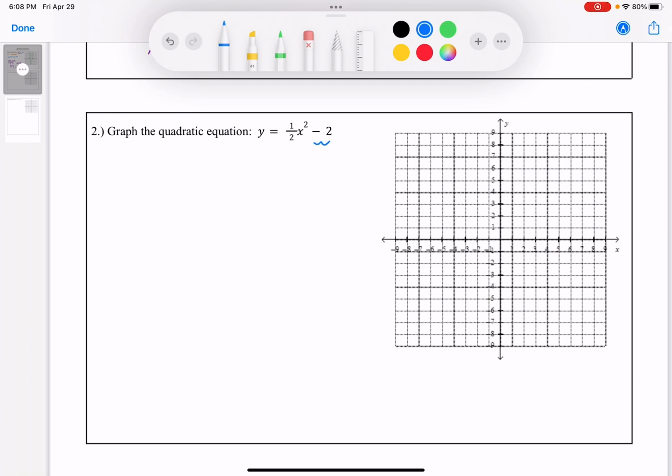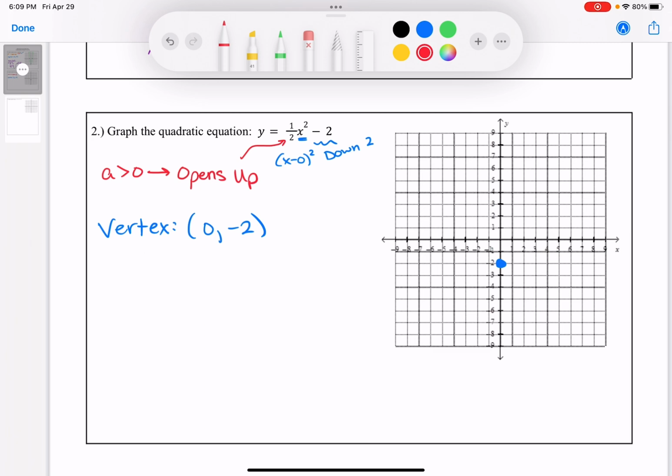So I see here, this means that it's moving down 2, right? This would be like x minus 0 squared, so it's moving 0 left and right. So my vertex should be at the point (0, -2). Since a is 1/2, 1/2 is greater than 0, so it's opening up. And if it's opening up at that point, there will definitely be zeros. So then I'm just going to go ahead and find my zeros.